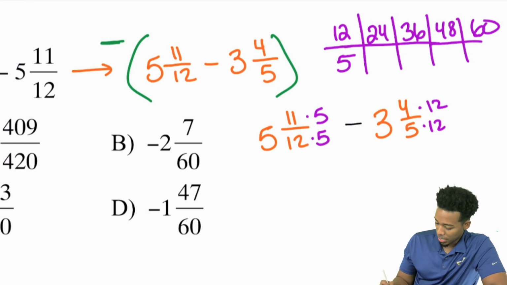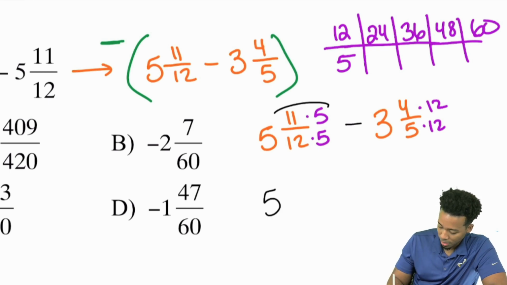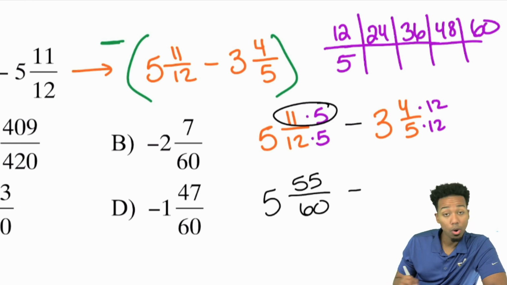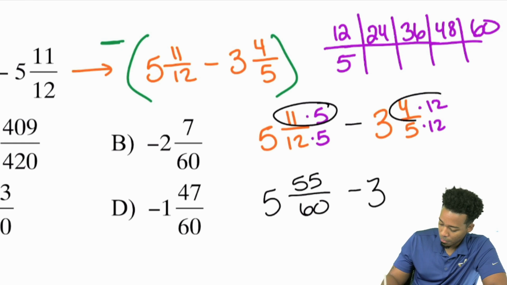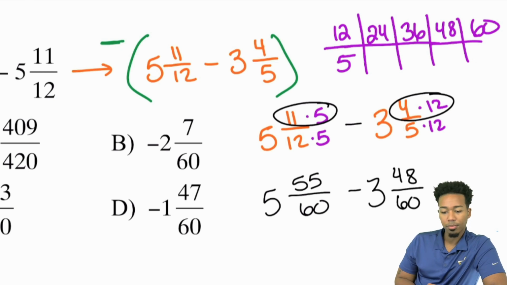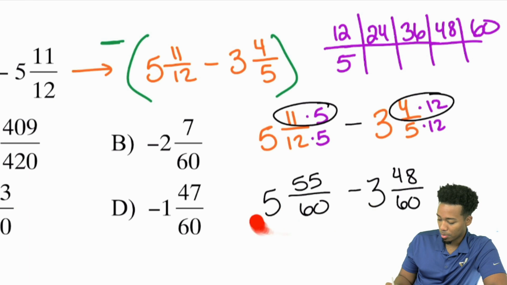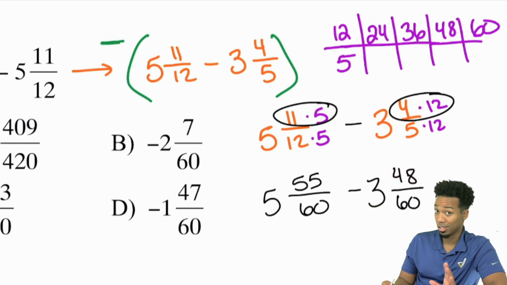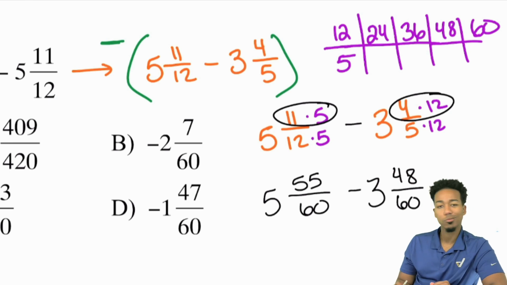So boom, here we go. We're going to turn this here into 5, and then 11 times 5 is 55 over 60. Over here, what we have is the same 3. 4 times 12 is going to be 48. 5 times 12 is going to be 60. Now what do we do? Well, notice how your whole number is good. Your numerators are good, because 55 minus 48 is still going to be positive. You're fine. So we're good.